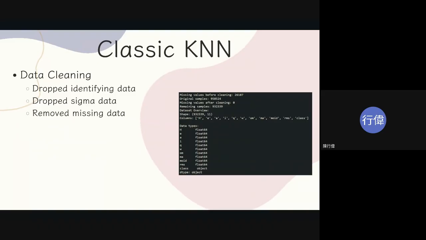Firstly, we need to do some data cleaning. We have dropped some of the data that we deem not required, and also removed some of the data that have missing values inside. And this is ultimately our values. We use HEAIQ. Those columns are the data that we'll be running on, plus the class.